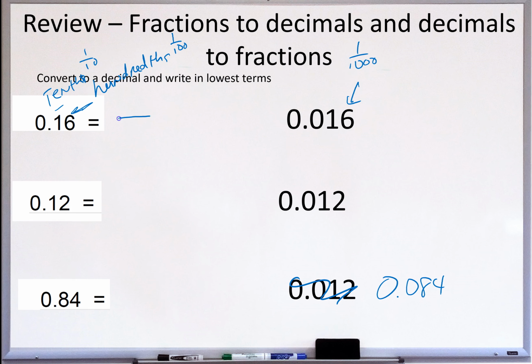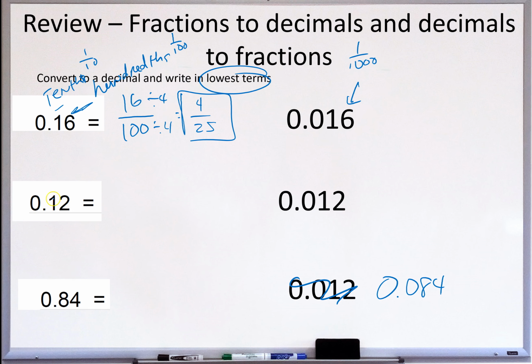We know it's 16 hundredths because I'm in the hundredths place. And I want it in lowest terms, so I'm going to divide by 4. I could have divided by 2. It would have given me the same answer. 4/25 is my final answer.